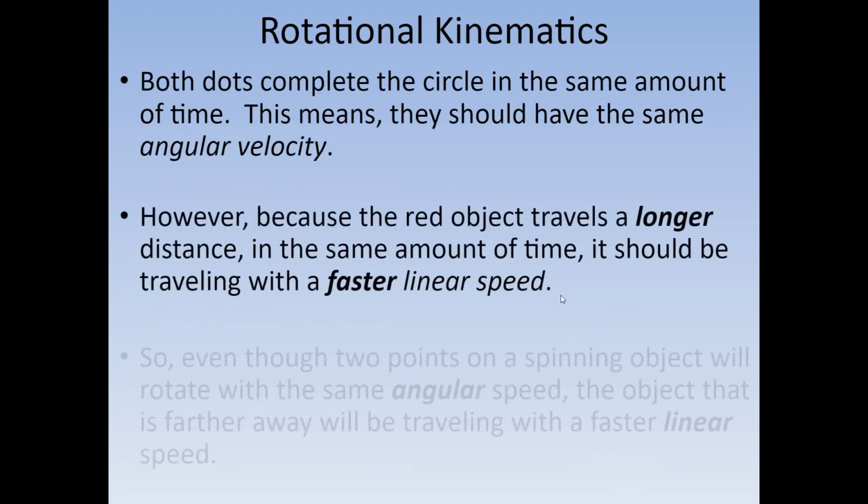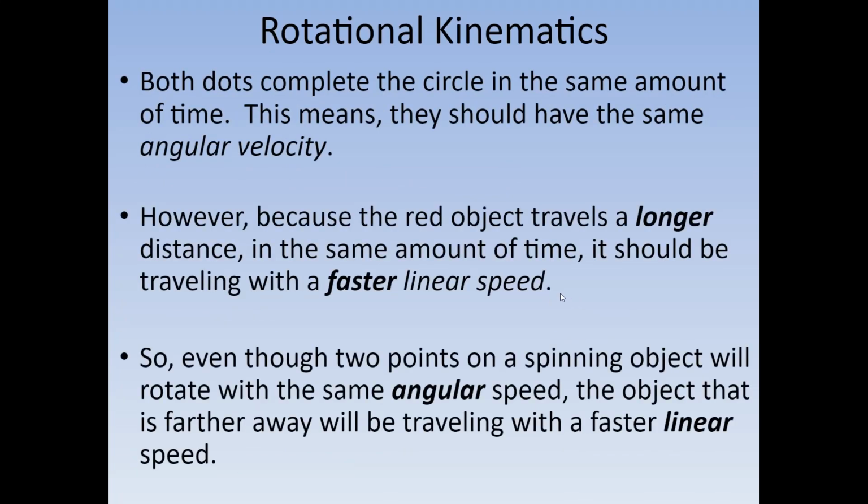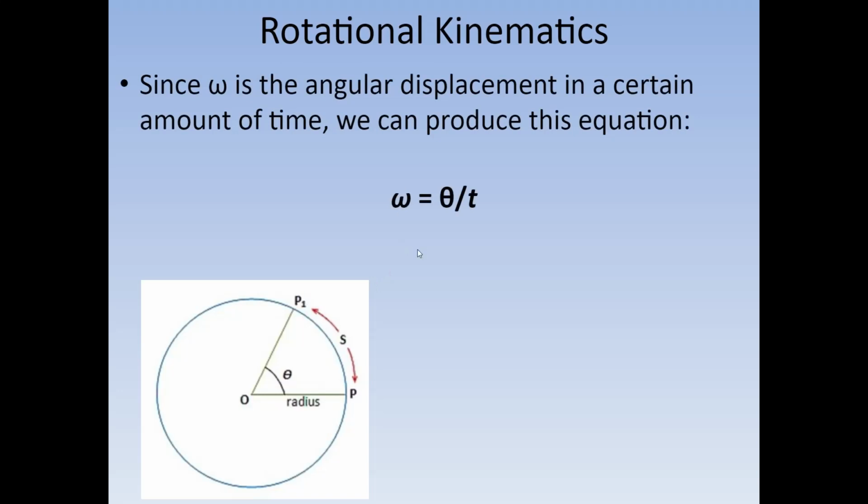Yeah, this kind of goes through the concept that I was just talking about, how the red dot is going to travel a longer distance, so it's got a faster linear speed, even though their angular speed is going to be the same. So the equation that we have for angular speed is this. Omega equals theta divided by t. And omega is going to be measured in radians per second.